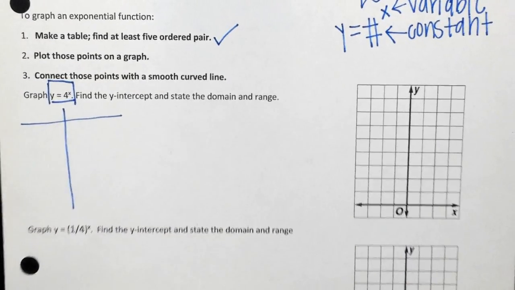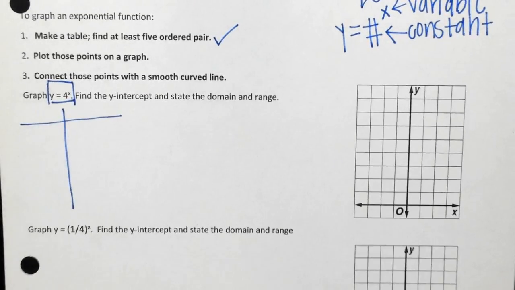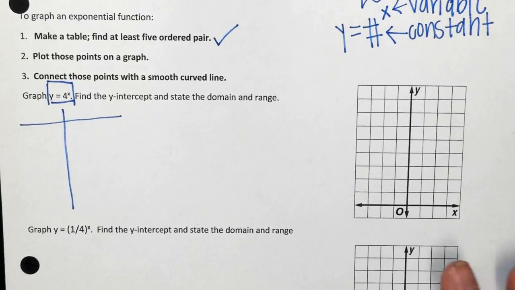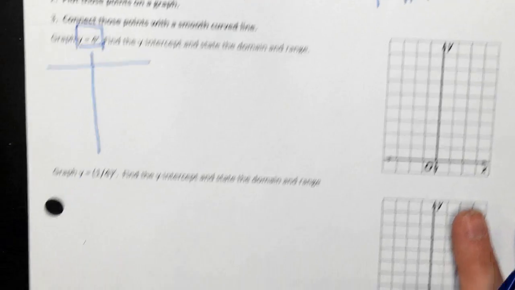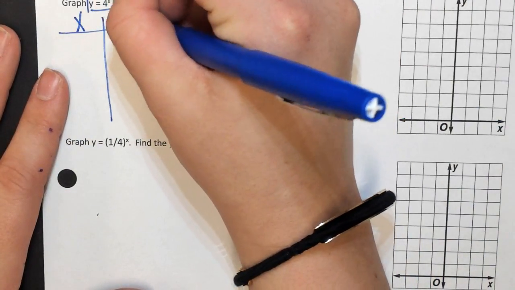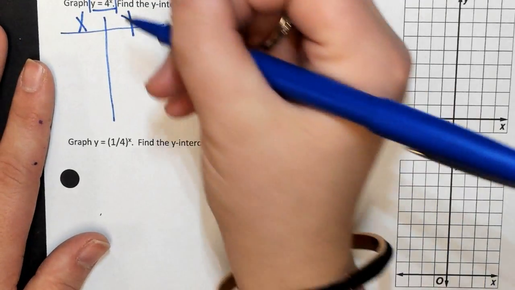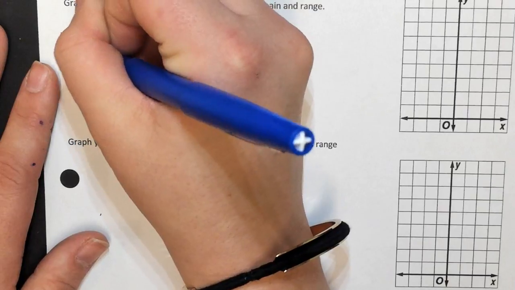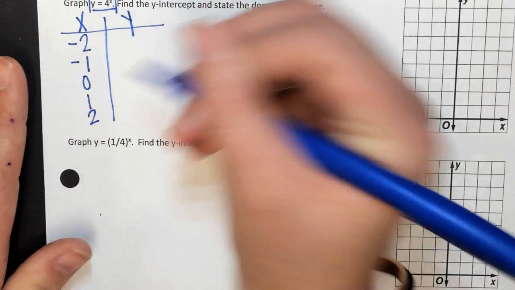Every time we have to make 5 ordered pairs. We are going to use these same numbers every time. I want negative, I want 0, and I want positive. So this is your x, and this is your y. For our x coordinates, we're going to use the points negative 2, negative 1, 0, 1, and 2.